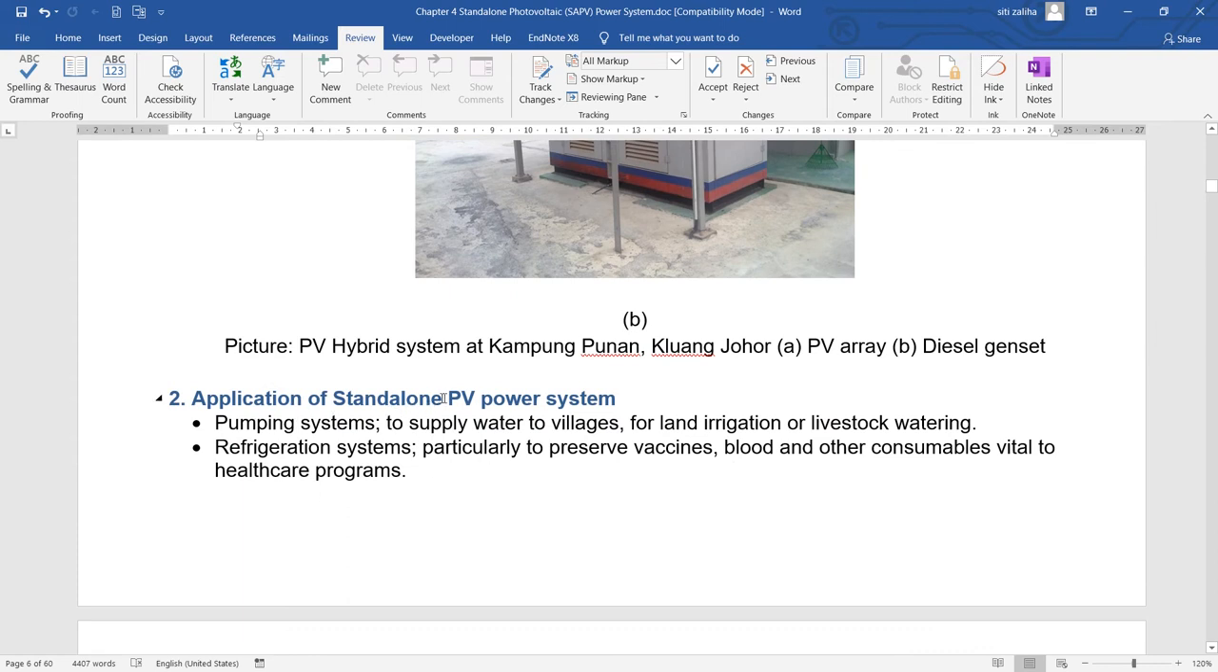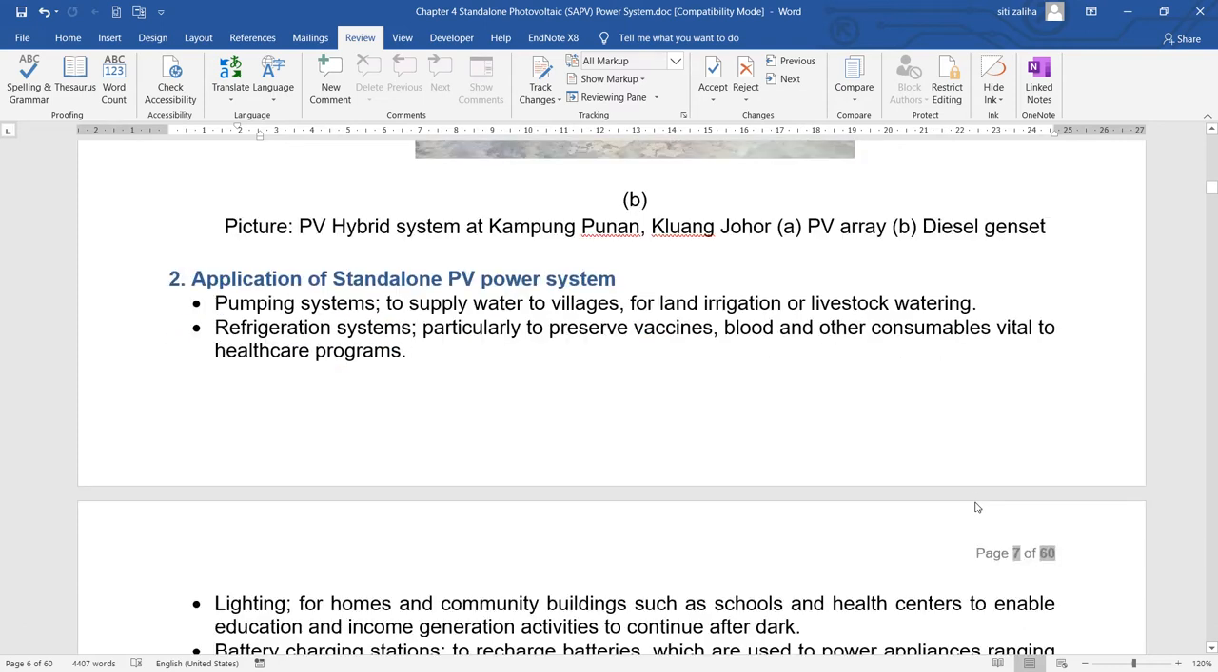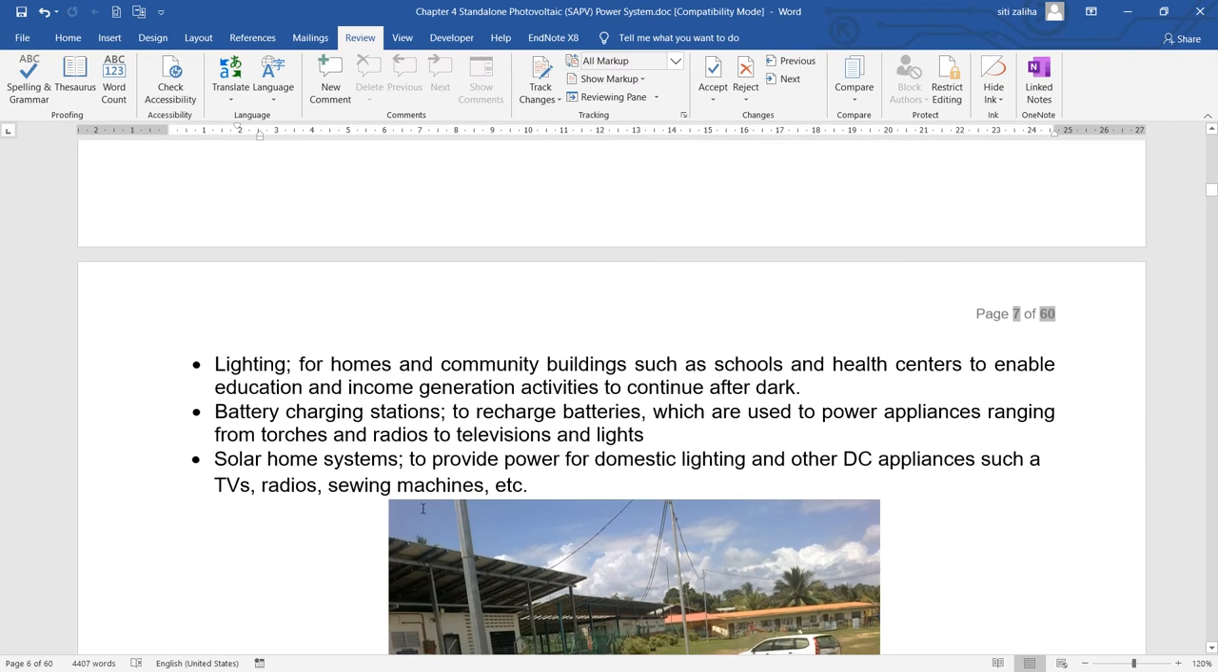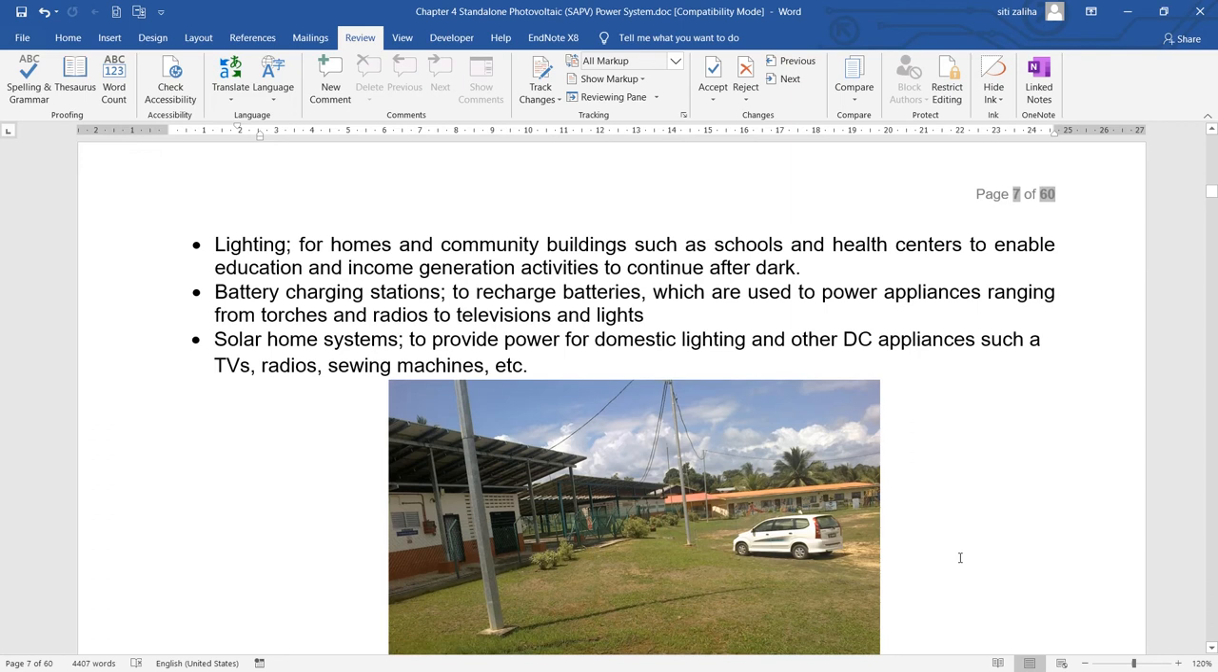So, application of standalone PV system. SAPV is used for pumping systems to supply water to villages, for land irrigation or livestock watering, for example for cow and sheep farms. Refrigeration systems, particularly to preserve vaccines, blood and other consumables vital to healthcare programs. Lighting for homes and community buildings such as schools and health centers to enable education and income generation activity to continue after dark.